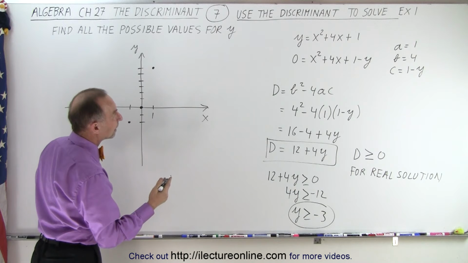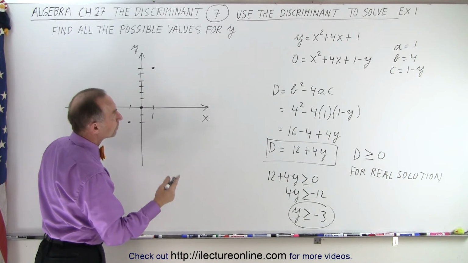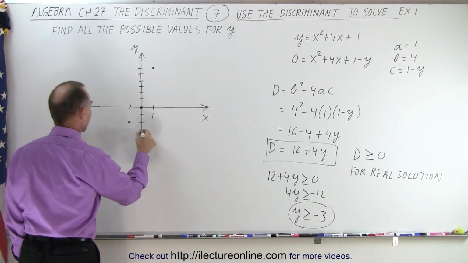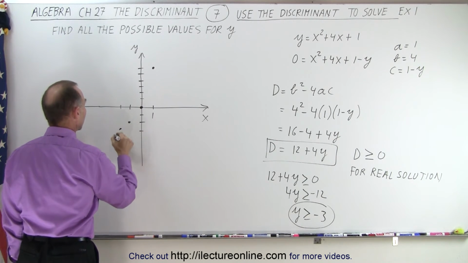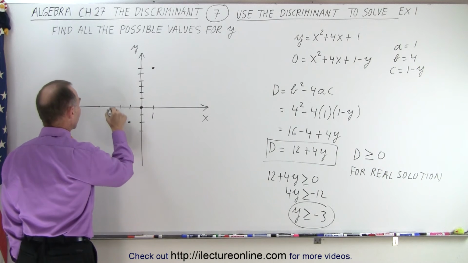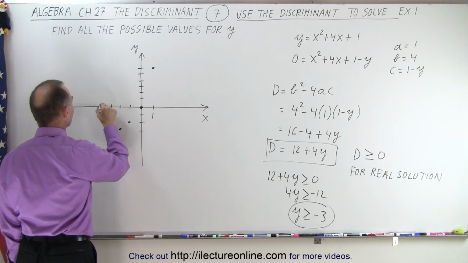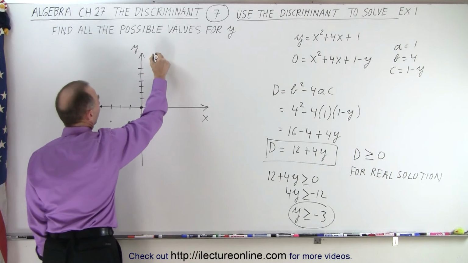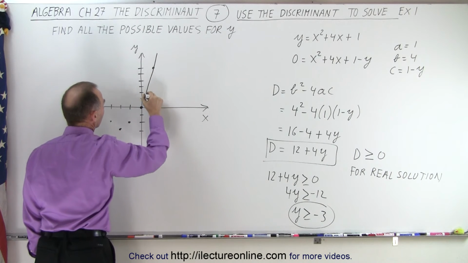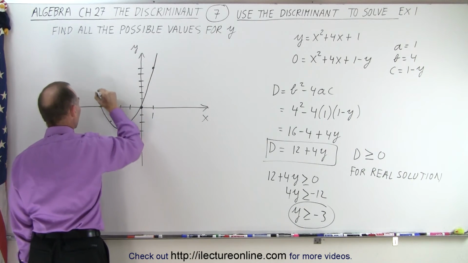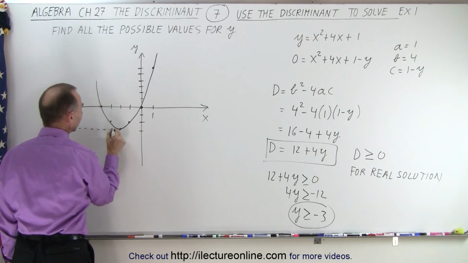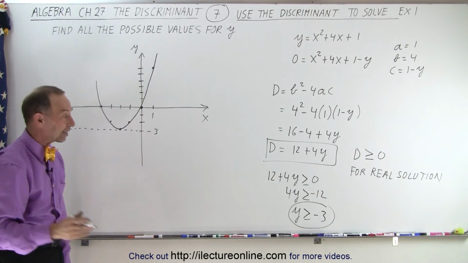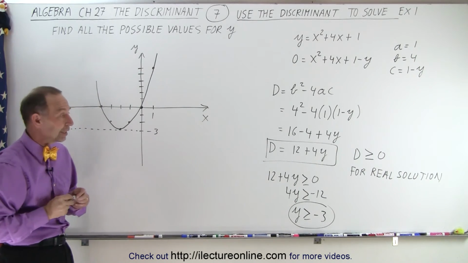And when x is equal to negative 2, then y would be equal to negative 3. And then it looks like it's going to reverse. When x is negative 3, y is negative 2. When x is negative 4, y is equal to 0. So notice that when we graph that equation, it looks like this, which means that the lowest value that y can have is y equals negative 3, which is exactly what we found out by solving with the discriminant.